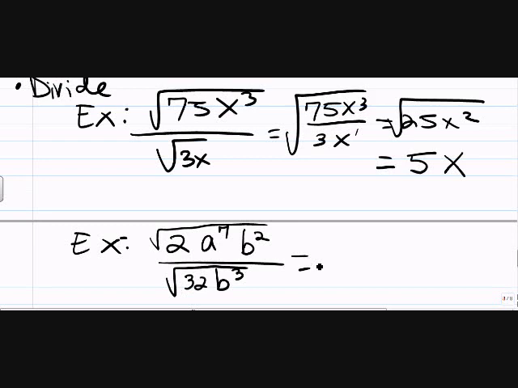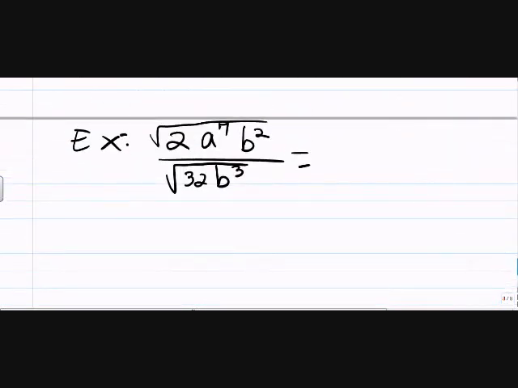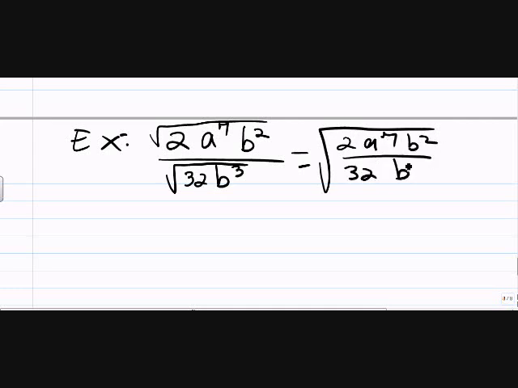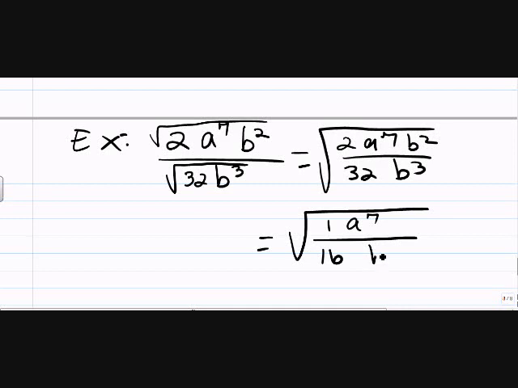Okay, here we go. Here's one where you're going to have to rationalize the denominator. So let's make it into one square rooted fraction, 2a to the 7th b squared over 32b cubed. 2 over 32 is 1 over 16. A to the 7th over, there's no other a to the 7th, so that's fine. B squared over b cubed. There's 2 b's on top, 3 b's on the bottom. The 2 on the top cancel, and I just get a b to the first power left on the bottom.